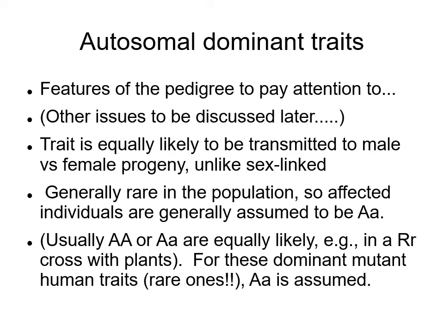So first, let's talk about autosomal dominant traits. It's equally likely to be transmitted from male to female, unlike sex-linked. Generally, the ones that we're considering are rare in the general population, so affected individuals are usually considered to be big A, little a. So this is different from a standard Mendelian cross, where you're, say, crossing heterozygotes and you can have big A, big A, or big A, little a. In this case, we're talking about populations and rare mutations, so we're going to assume that any individual showing the trait is big A, little a, unless we have other information. So that's a little odd.